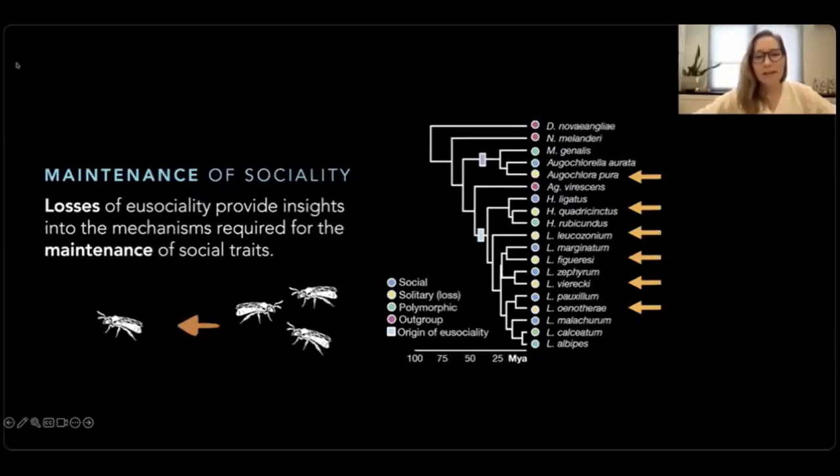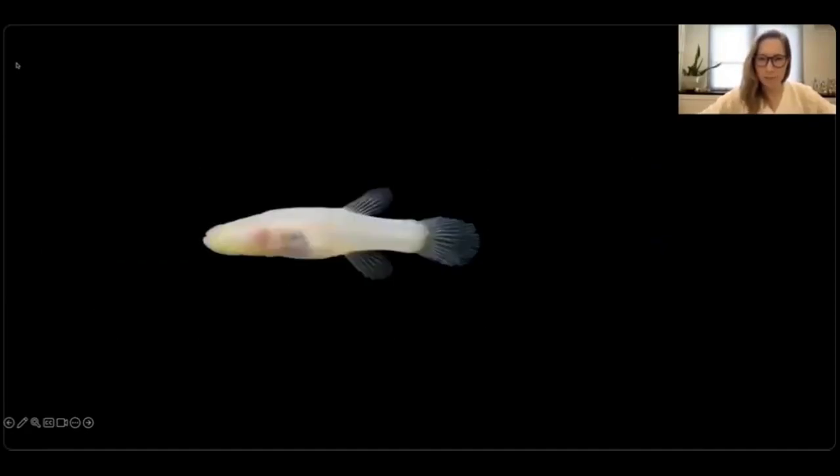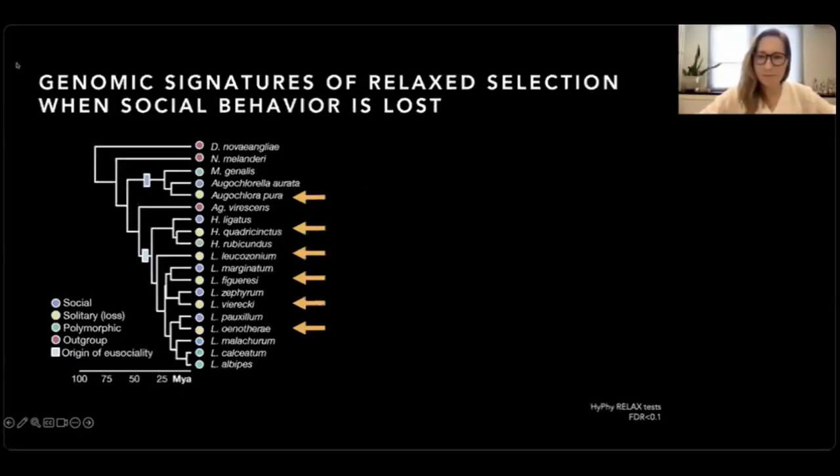So we wanted to take advantage of this variation and these repeated losses within the SWEPBs to see if we could learn something about the mechanisms that are required for the maintenance of social traits within this group. And so the rationale is relatively simple. For example, if you imagine the ancestors of cavefish, as they moved into low light environments, these lineages began to rely less on their visual systems. And as a result, the selective constraints on the visual system became released and mutations began to accumulate that eventually led to the loss of function of the visual system in this group.